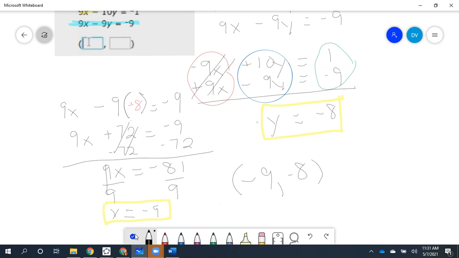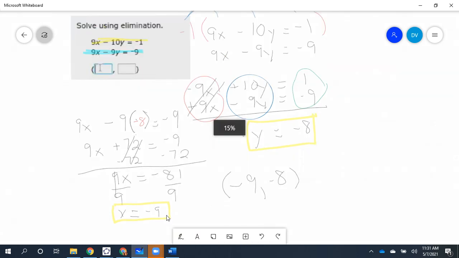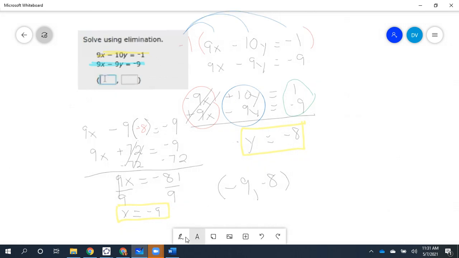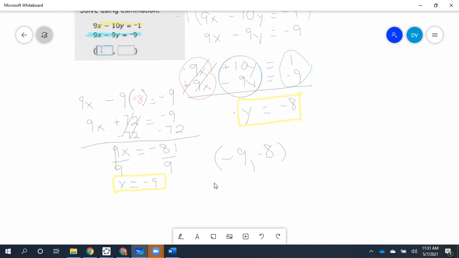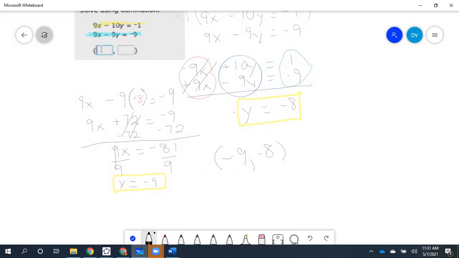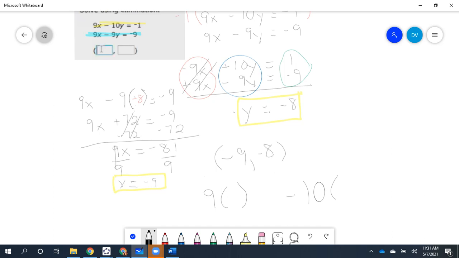So let's just go ahead and do what I was going to say. We're going to replace the x and the y with negative 9 and negative 8. So if we want to check this, we're going to write both equations and replace the x and the y. So the first equation was 9x minus 10y is equal to negative 1. That's going to be x and y.